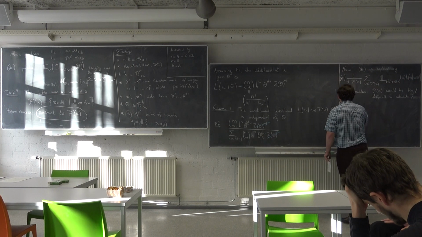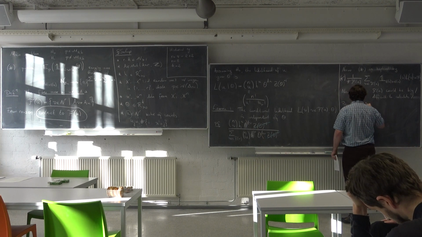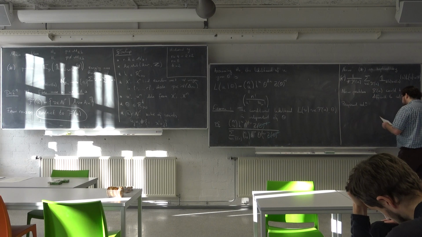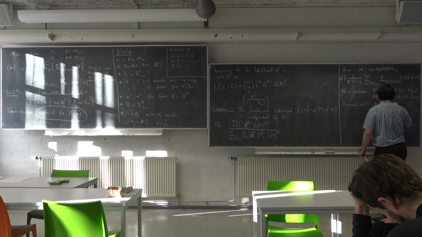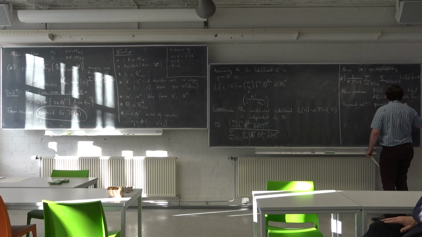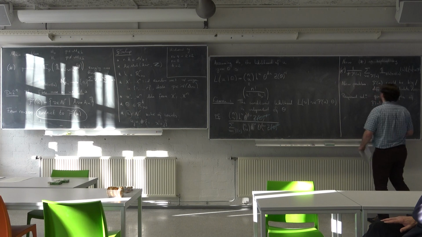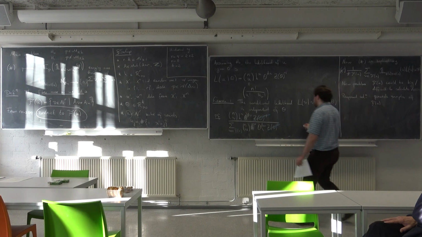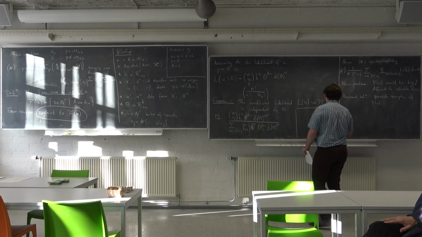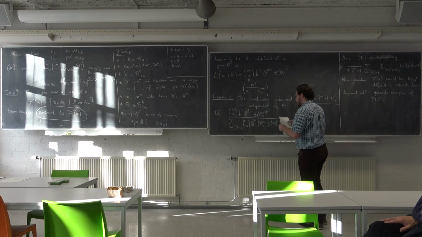So the proposed solution is to generate samples of f of u. Something maybe I should mention here. So this distribution.